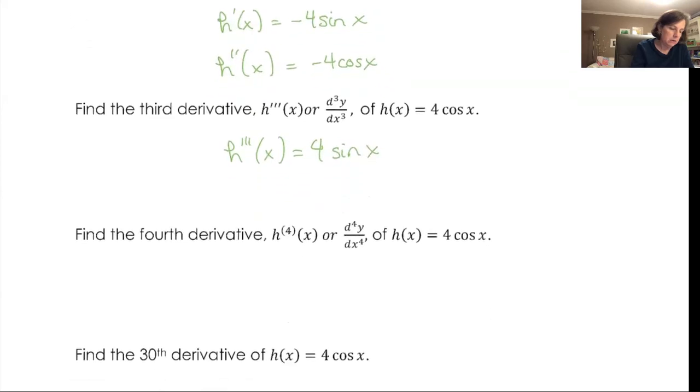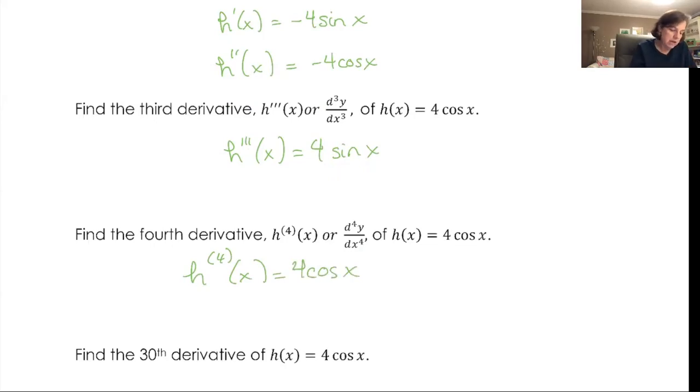All right, now we're going on to the fourth derivative. So it's getting to be a lot of little hash marks. Now we're just going to put a little 4 in parentheses superscripted to mean the fourth derivative. And you can see how we do it with the dy dx notation. Again, superscript after the d, after the x. So the fourth derivative of 4 cosine x: here's the third derivative, so I'm taking the derivative of that, and the derivative of sine is just cosine. So it's just 4 cosine x.